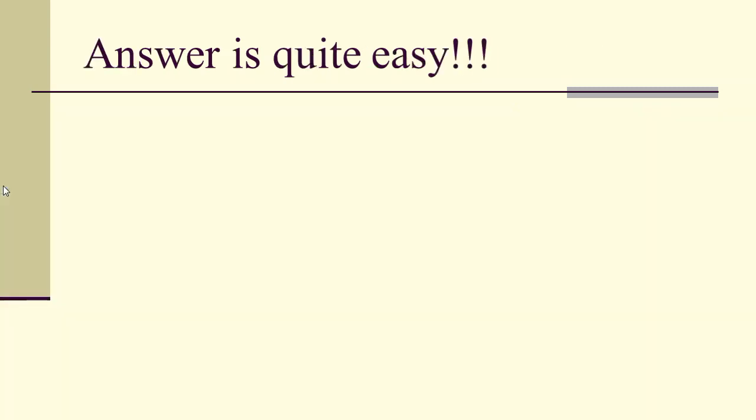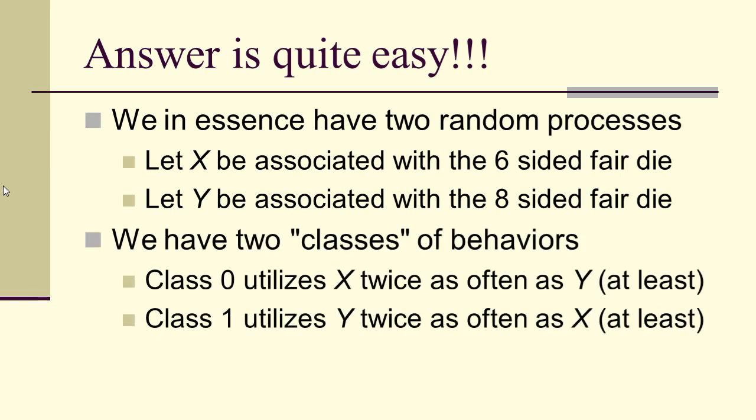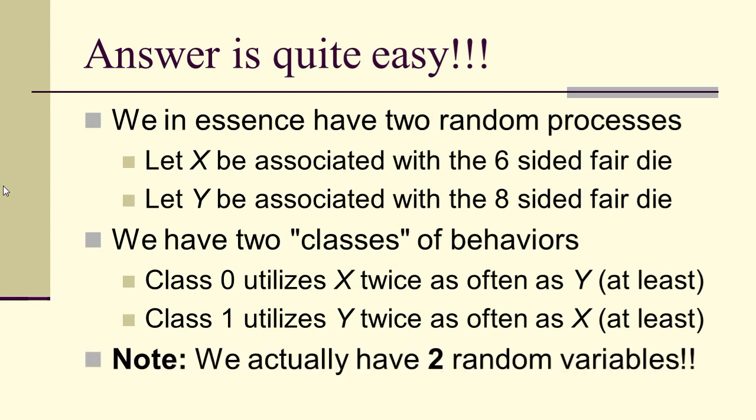Well, actually, the answer is quite easy. All we have to do is a little probability. Let capital X be associated with the use of the 6-sided fair die. Let capital Y be associated with the use of the 8-sided fair die. We have two classes. Class 0 uses X twice as often as Y, at least. Class 1 uses Y twice as often as X, at least.